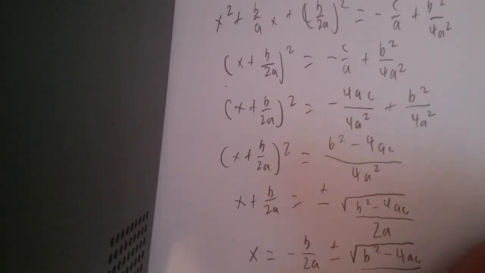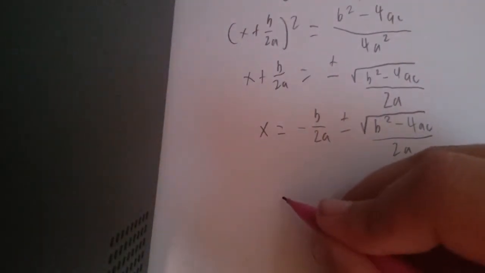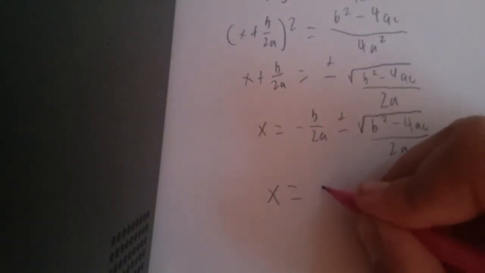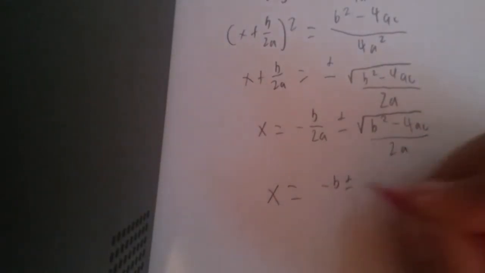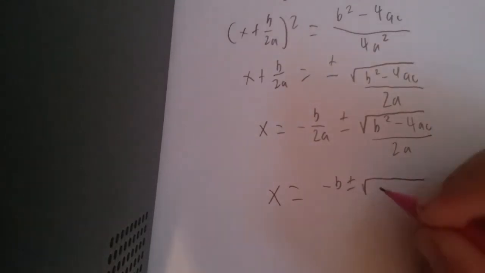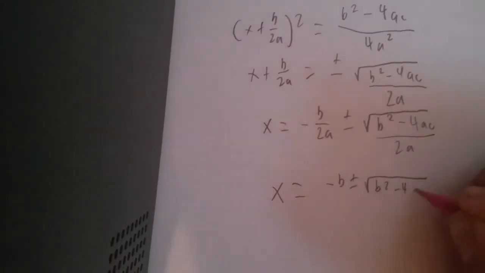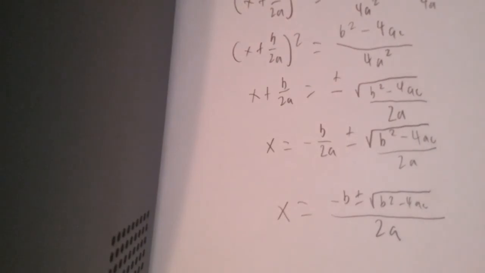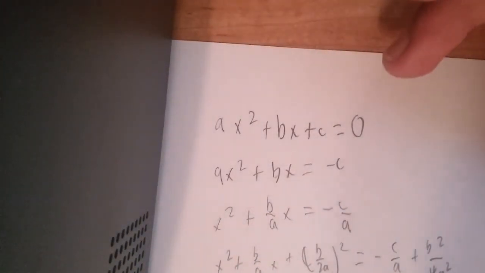4ac over 2a. And since they're both over the same thing, really, if you wanted to, you could combine those to give you negative b plus or minus square root b squared minus 4ac, all of that over 2a. These two are still showing the exact same thing. And that is how you derive the quadratic formula from ax squared plus bx plus c equals 0.